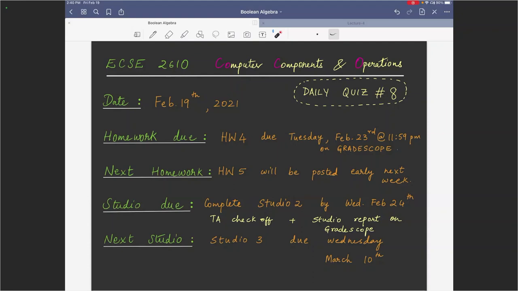All right, all those details I'll post on Piazza, you guys.